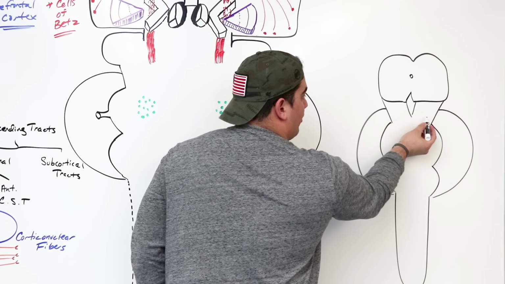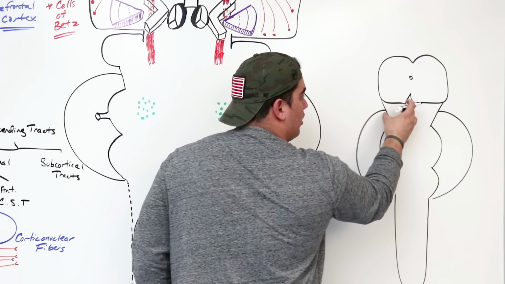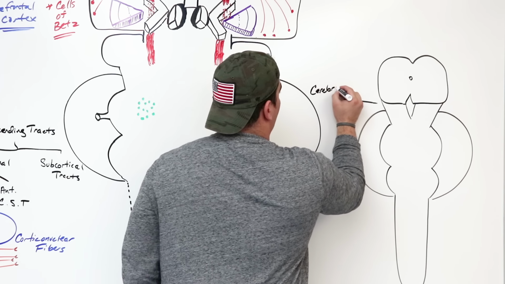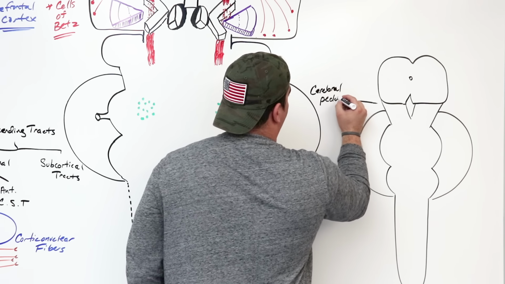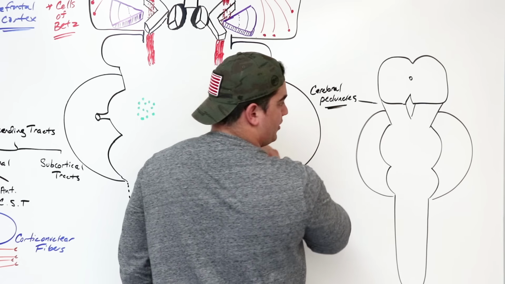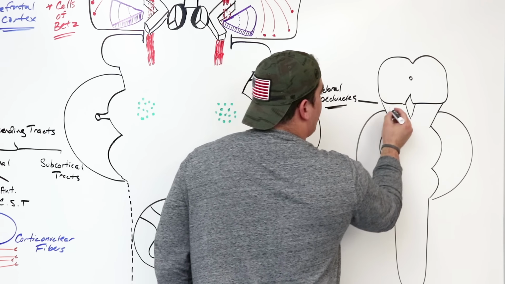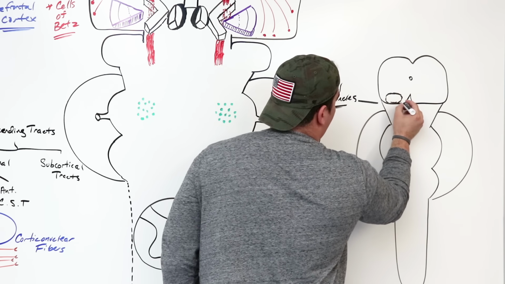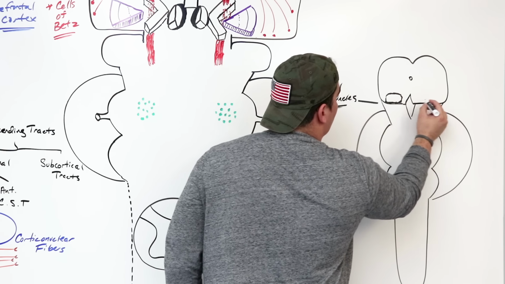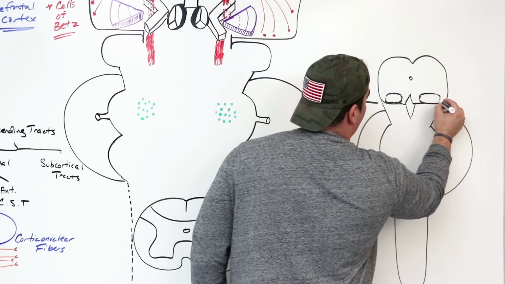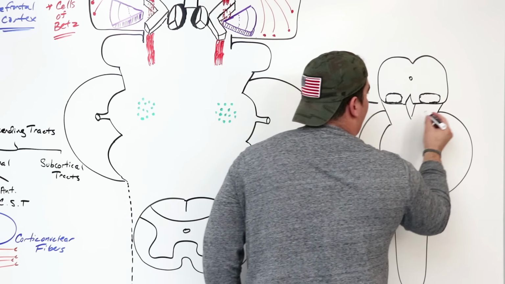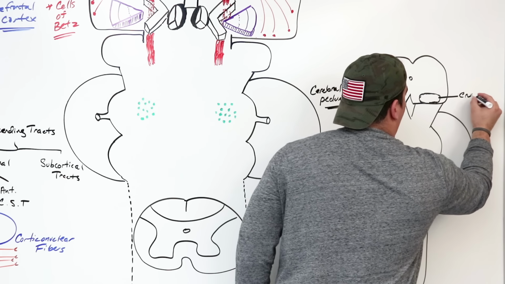So here's our midbrain, right? And here are these little stalks of white matter. They're called your cerebral peduncles, right? Now the cerebral peduncles have this part here where these motor fibers move through. They really condense and they start moving through this area. That area of the cerebral peduncles is called the crus cerebri.